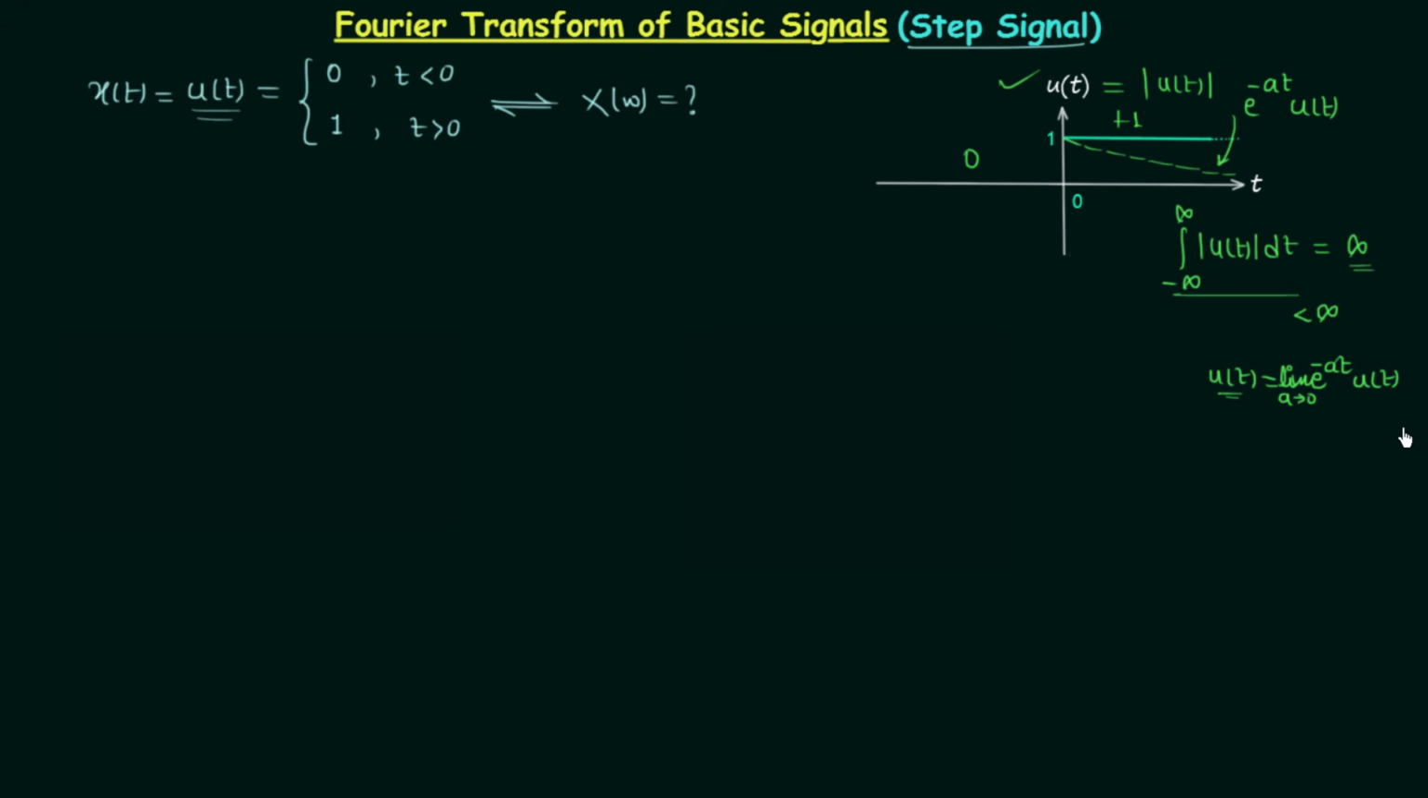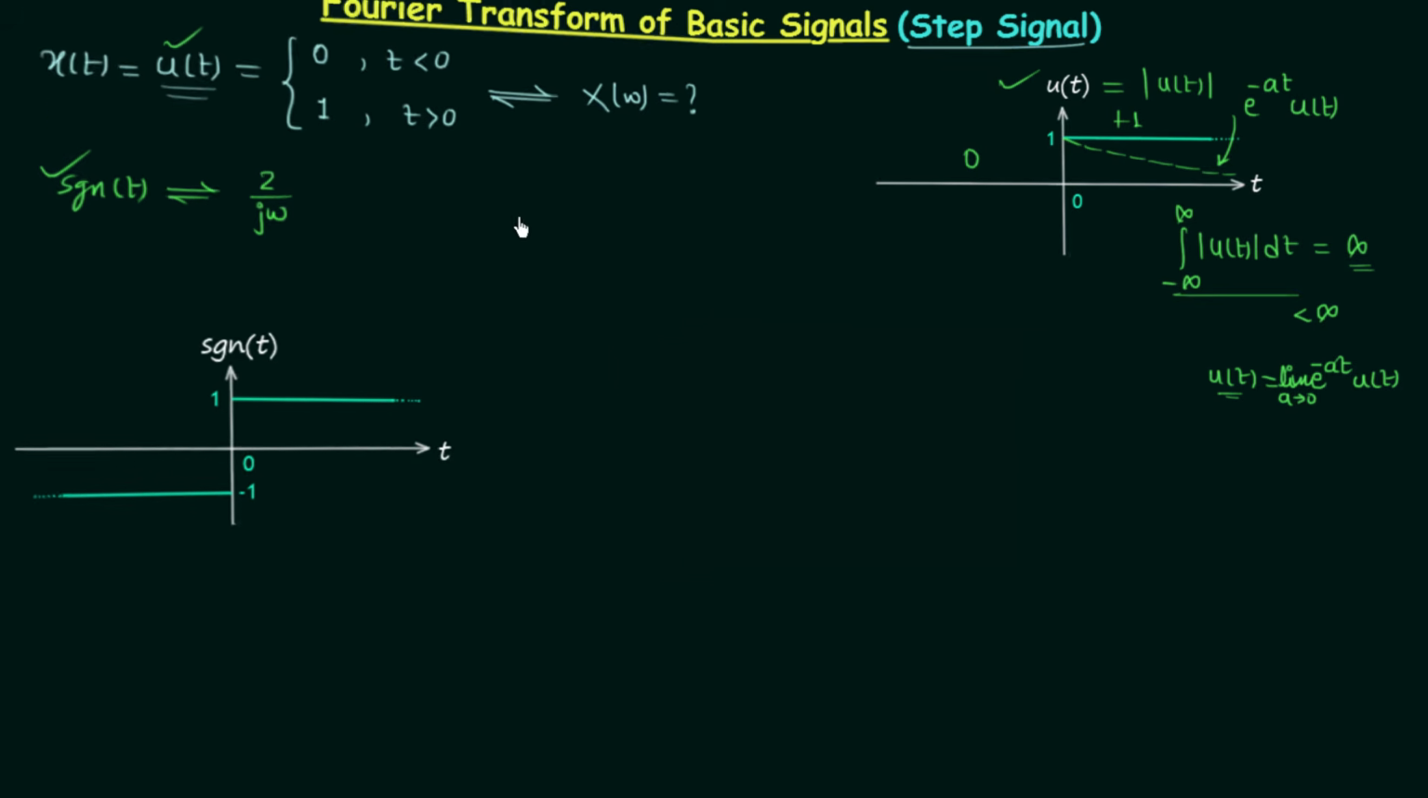But this process is a little bit lengthy and complicated, so we will not use it to calculate the Fourier transform. Instead we will use the Fourier transform of the Signum function. In the last lecture we obtained the Fourier transform of the Signum function, and it is equal to 2 over j omega. So if we represent the unit step signal u(t) in terms of the Signum function, we can easily obtain the Fourier transform of u(t).